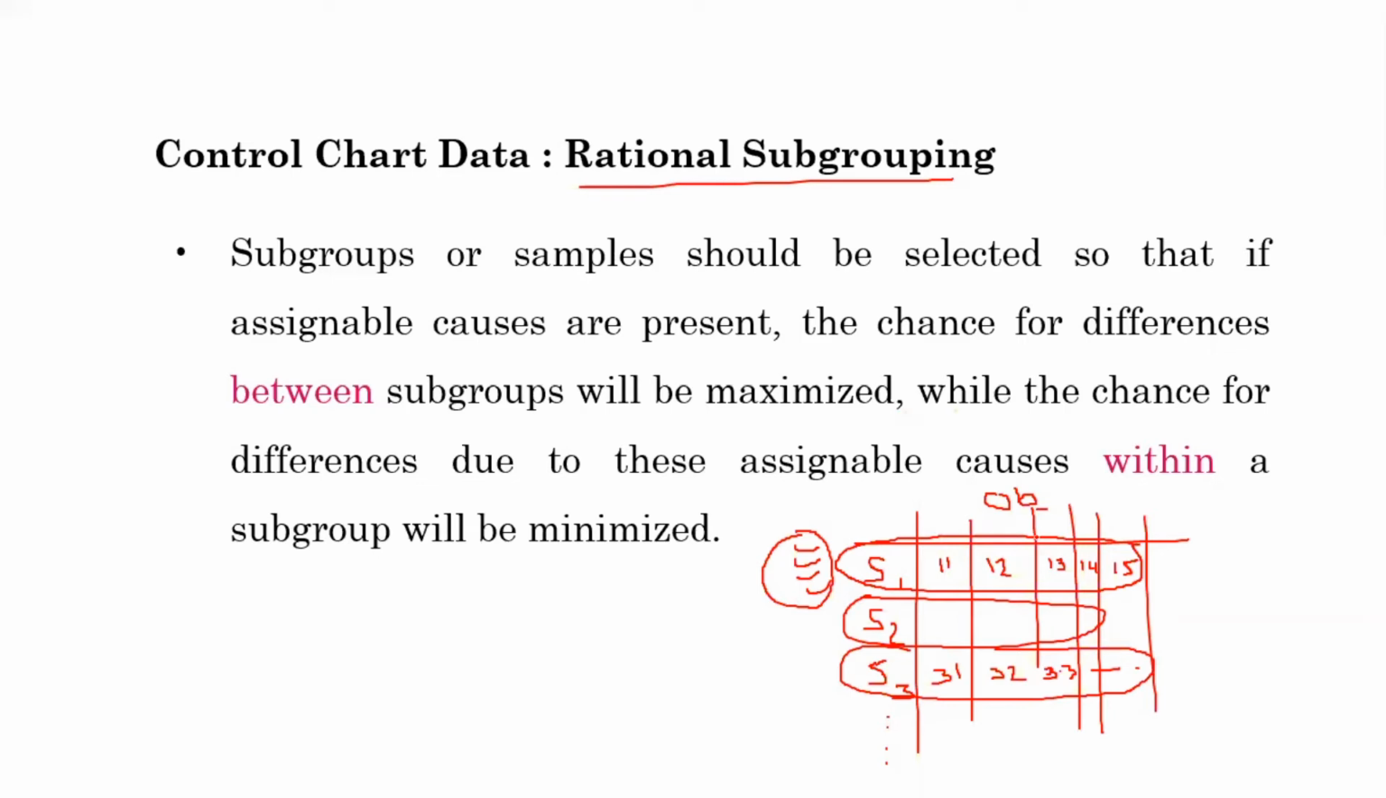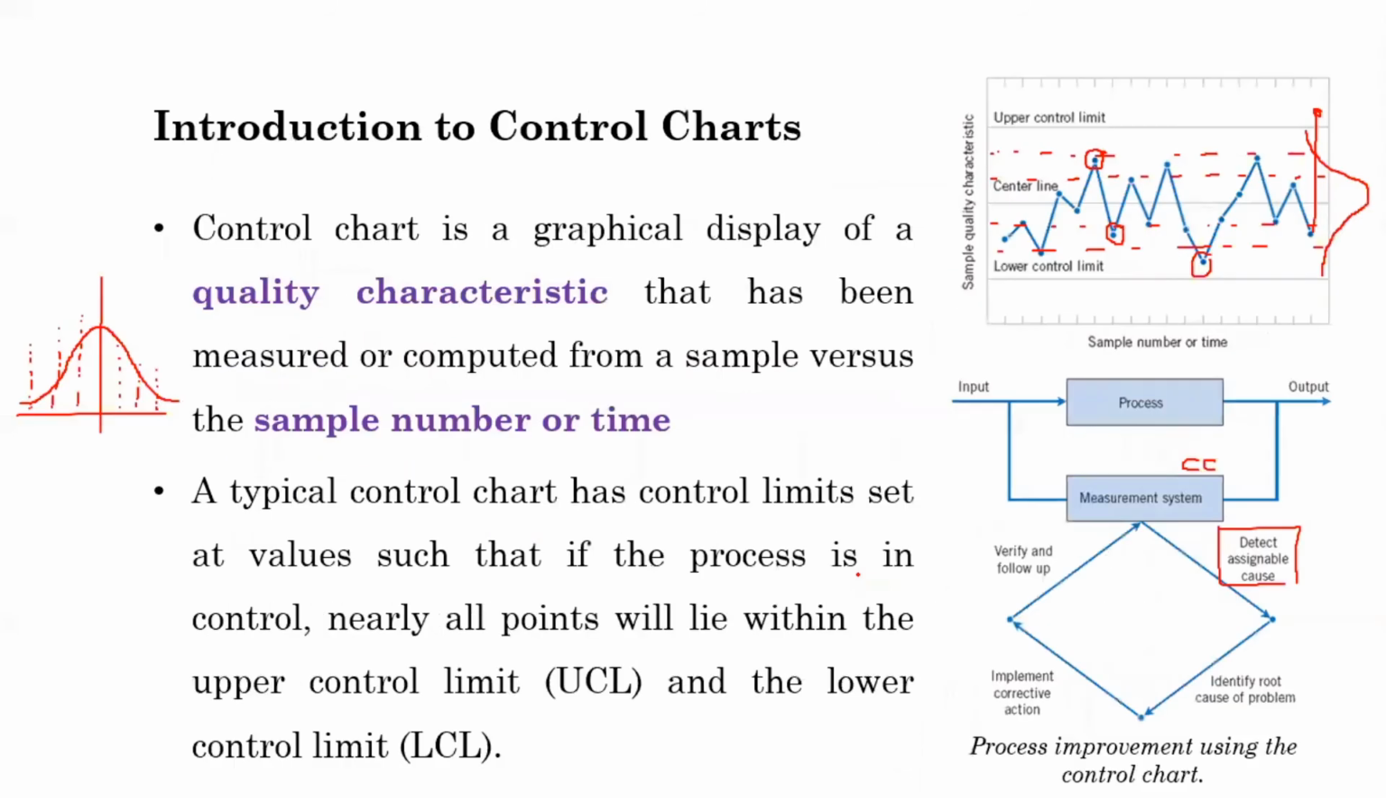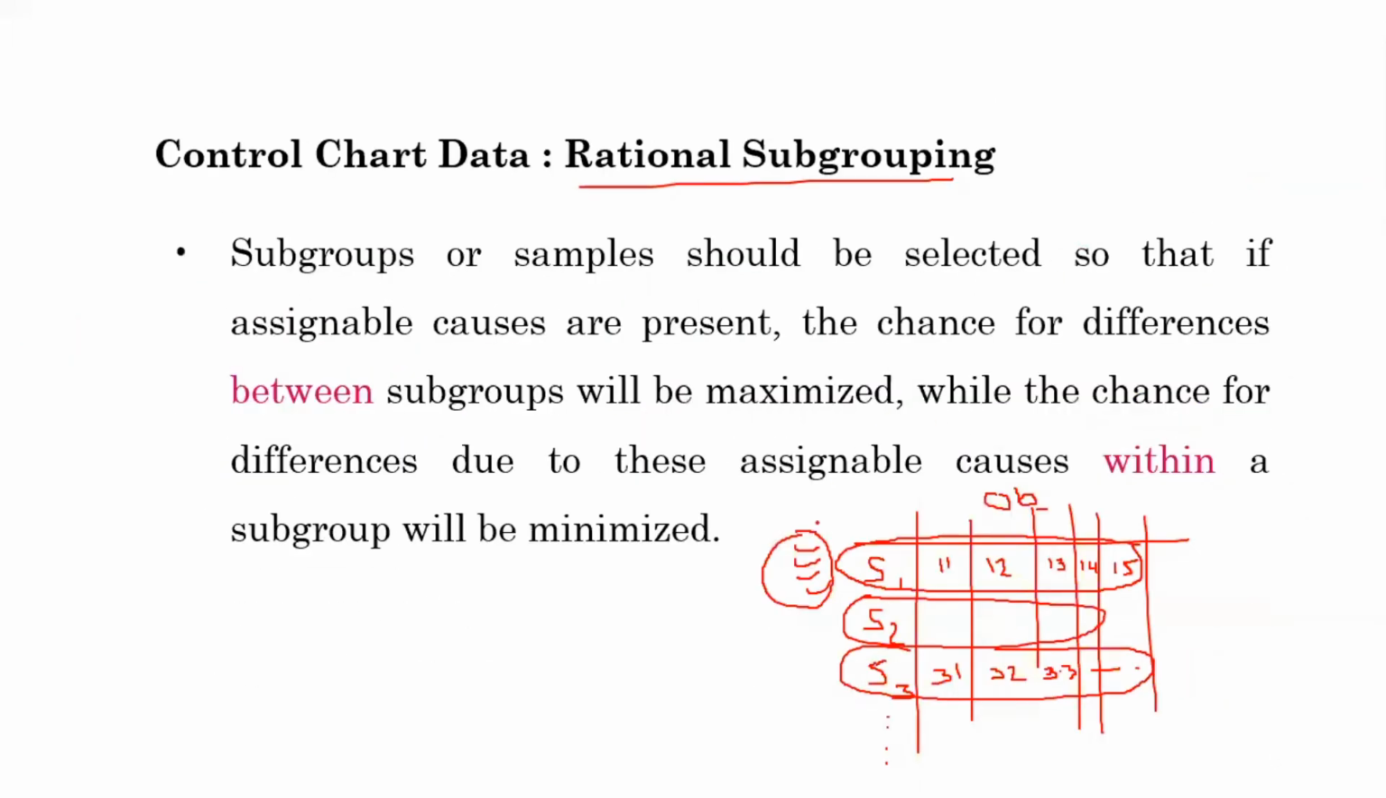Whereas within the subgroup, we want to minimize the difference because when we say this point is out of control, for example, we say this point is out of control. So we want to identify who was the operator, what machine was used, which type of raw material was used, which type of instrument testing equipment was used, and so on. So if the inputs are similar, then the difference between the observations within a single sample would be minimized. So it would give us an opportunity to identify what was the cause.